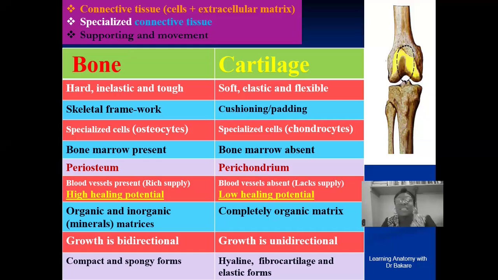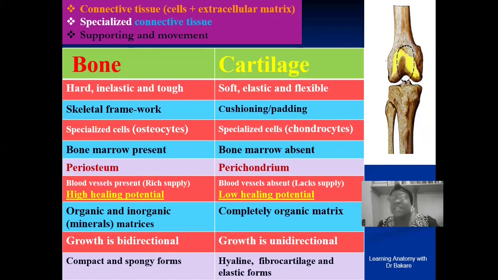Bone is also richly supplied, so you have a vascular network present in bone tissue. This is also the basis why bone has high healing potential. If you look at cartilage, they lack blood supply, and this is why you do not see a vascular network within them. This is also the basis why there is low healing potential of cartilage.